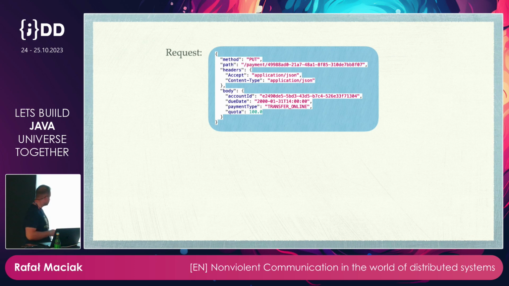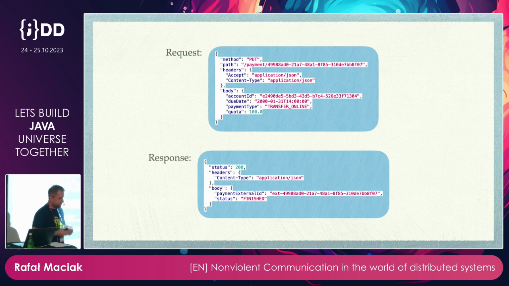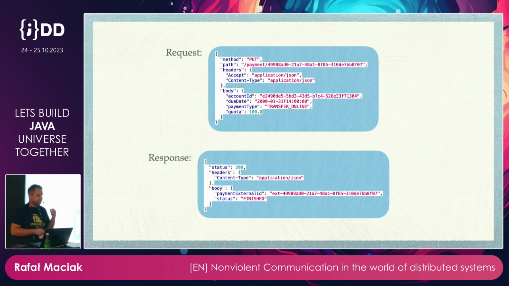And the second part of this contract defines what response should be generated for such a request. So status is 200, header Content-Type with application/JSON, and in the body we have 2 fields, payment external ID and status with value finished. And as I said, this is the contract for one specific business scenario, which is order creation with payment initialization. Usually we write more contracts for other scenarios.